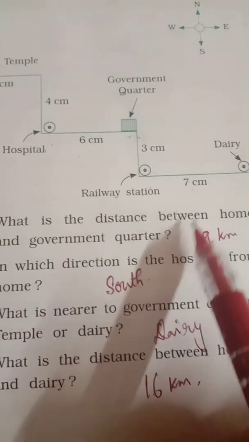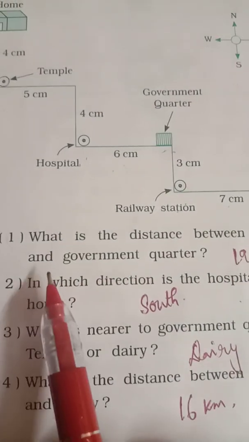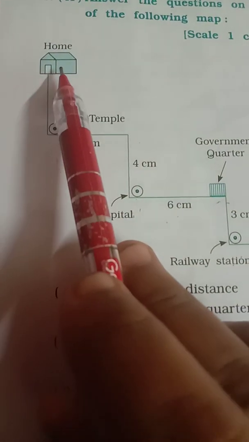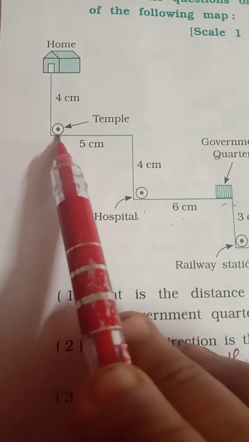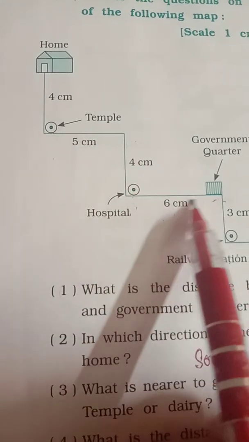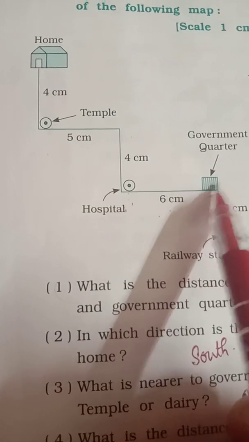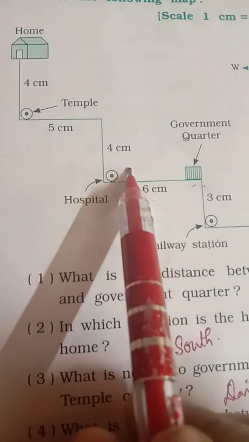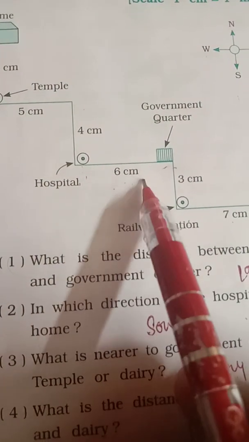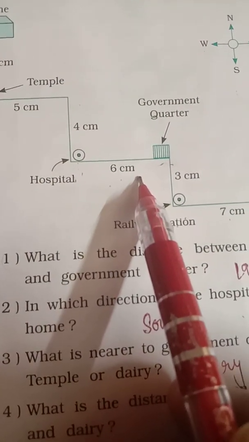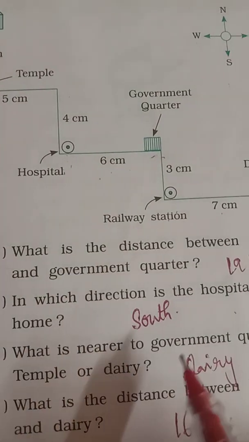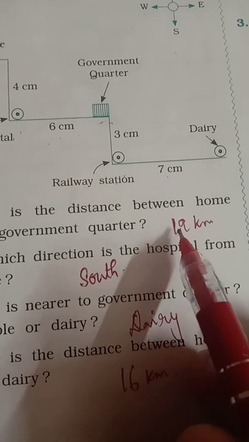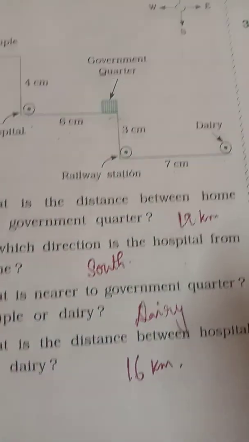What is the distance between home and government quarter? See, this is home and this is government quarter. So the distance is 4 plus 5, 9, 9 plus 4, 13, 13 plus 6, that is 19. 19 centimeter means 19 kilometer. So the answer over here is 19 kilometer.